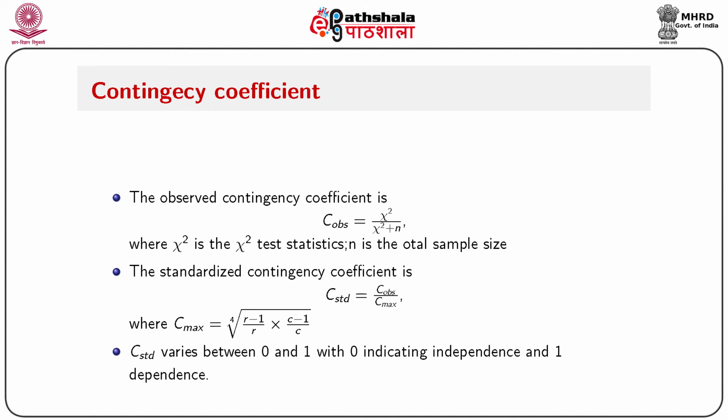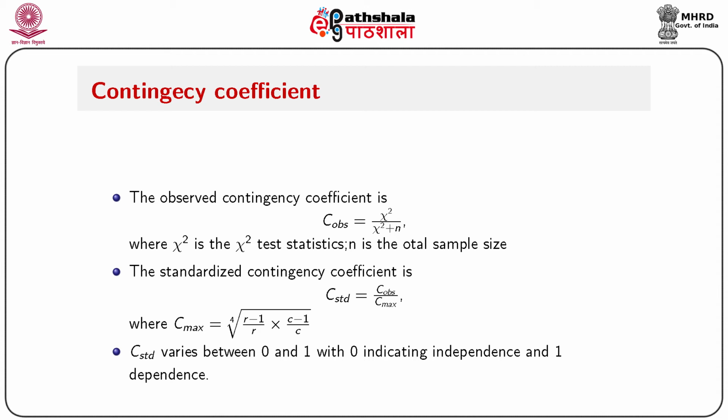Another measure of association for ordinal and nominal categorical data is the contingency coefficient. The observed contingency coefficient, C observed, is the square root of chi-square divided by chi-square plus n, where chi-square is the chi-square statistic and n is the total sample size.